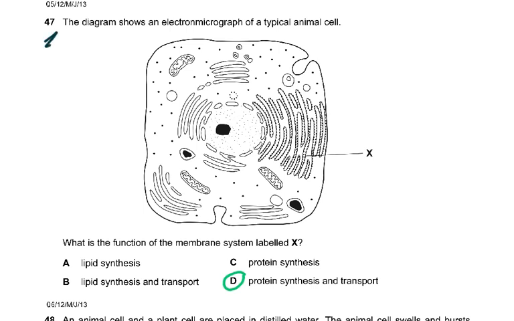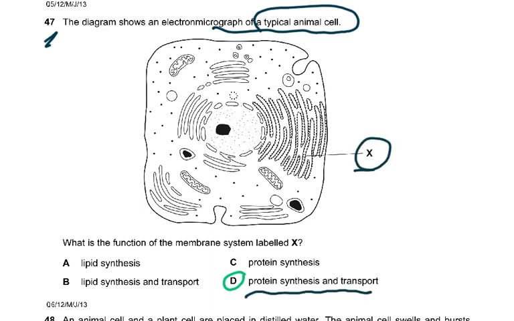47, the diagram shows an electron micrograph of a typical animal cell. What is the function of the membrane system labeled X? Now this is RER, so it's protein synthesis and transport. If it was just the ribosome, then it was protein synthesis. If it was SER, then it's lipid synthesis and transport, if I had labeled this whole thing.